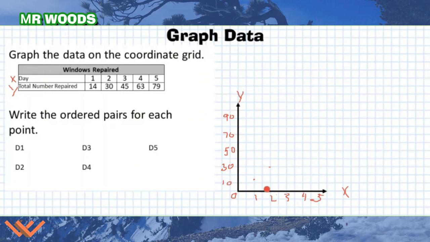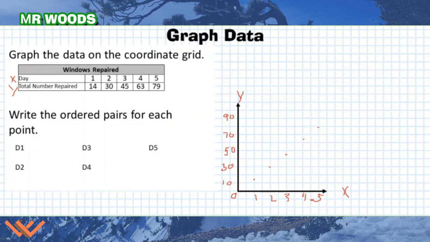And then day three is 45. So I can come out here, day three, go 10, 20, 30, 40, and 45 is right in here between 40 and 50. And then day four is 63. So 10, 20, 30, 40, 50, 60, and just a little bit more there gives me 63. And then day five is 79, it's just below 80, so day five, 10, 20, 30, 40, 50, 60, 70, 80. So I'm just going to bring it right down, right underneath it, right there.